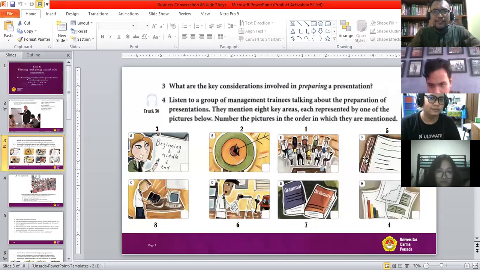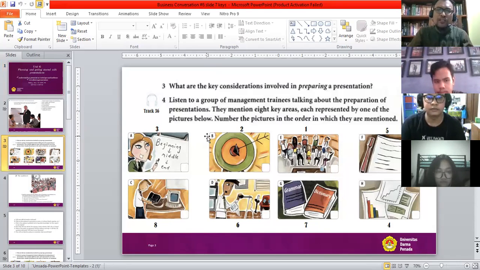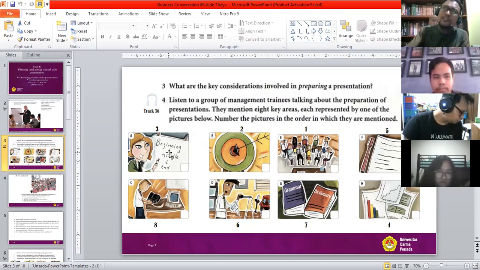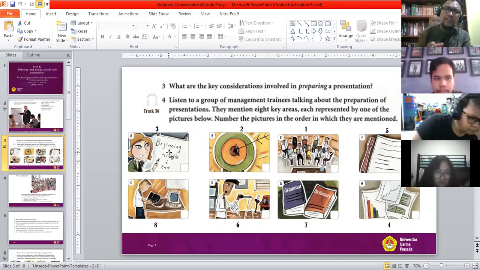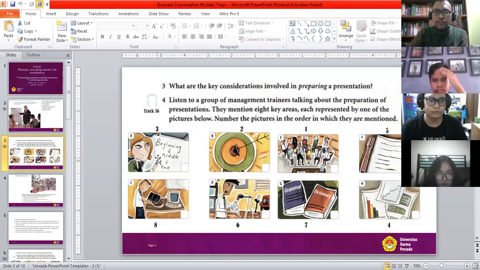Right, class? So these are the pictures that you're going to match with the audio that we listened to just now, about what to consider while preparing for a presentation. Number one, you need to know your audience. Number two is the objective. What about number three? Beginning, middle, and end. It's the structure of your presentation: what you're going to put in the beginning, in the middle, in the content, and at the end of your presentation.